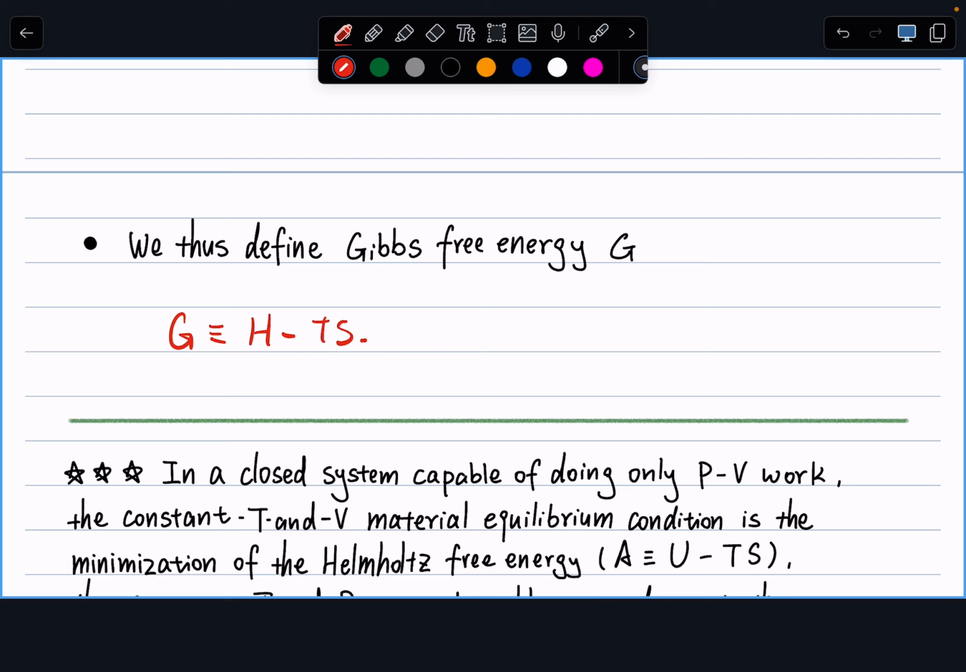Yes? What does the three lines mean? Is that three line just means defined. So it's always going to be true, whatever condition it is. G is just defined to be H minus TS.